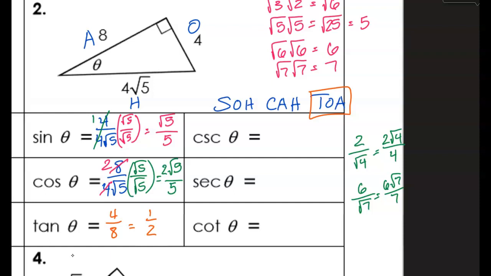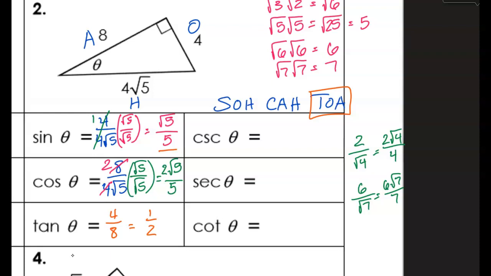Now, the reciprocal functions aren't as easy this time as last time, because if I just take this end result I had for sine and flip it, what happens? Oh my gosh, the square root's back in the denominator. I just did all of that work and then I'm putting the square root back in the denominator? No, I'm not about to do all that work again.